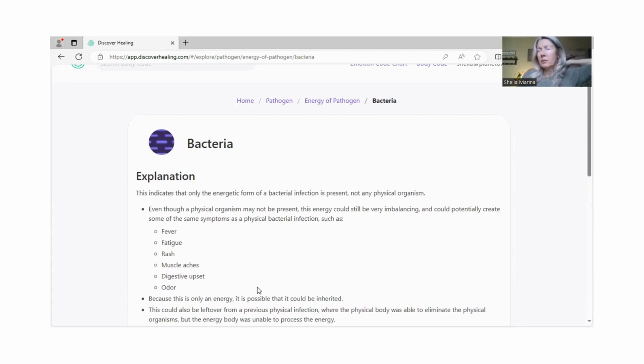Just traveling along the governing meridian once, twice, setting that intention now to release that energy of bacteria, and that it may leave Gus by all the necessary exits. And has this energy of the bacteria been released from Gus today? Yes. And is there anything else in the body code for Gus today?